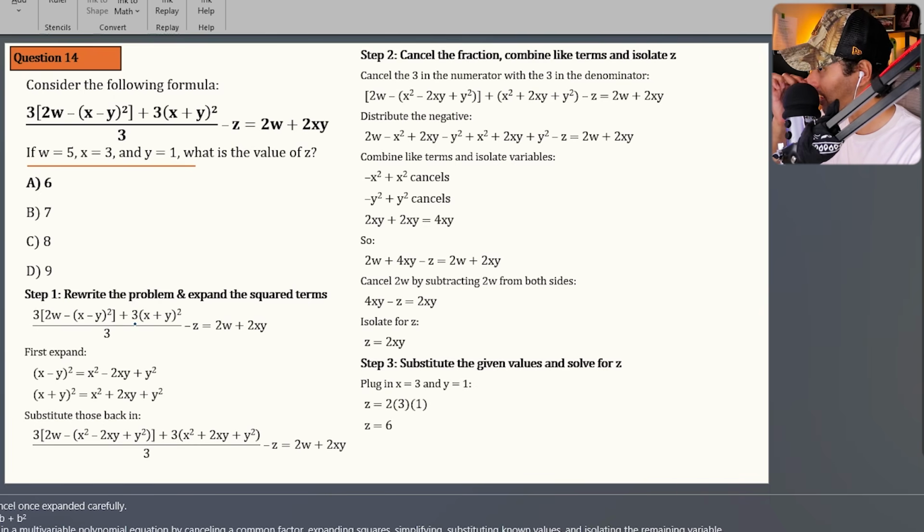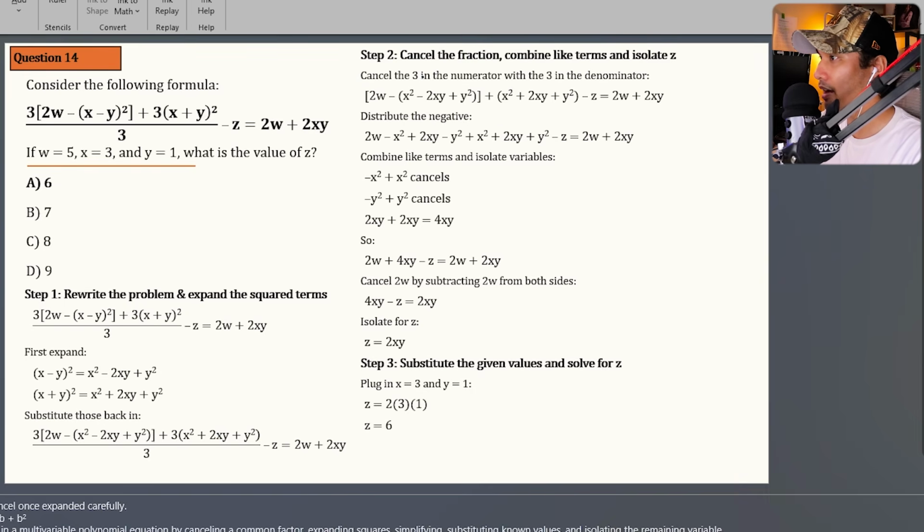So I expanded the squared terms first. I didn't cancel this 3. It'd be so much cleaner if I just canceled the 3, but I didn't, okay? Substitute those back in. So we substitute the squared binomials back in, and then we cancel the fraction, combine like terms, and isolate z.